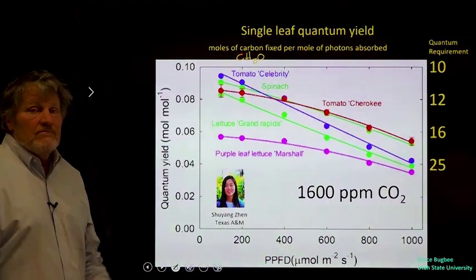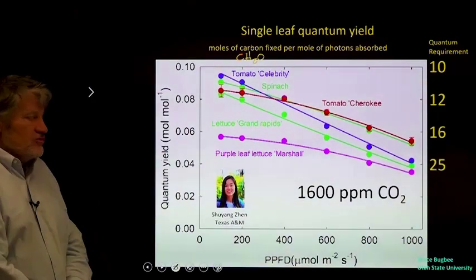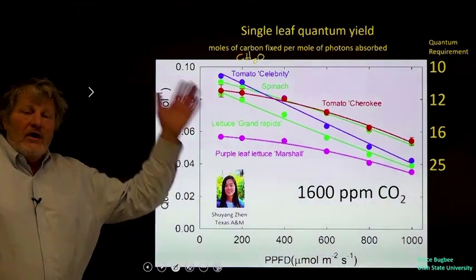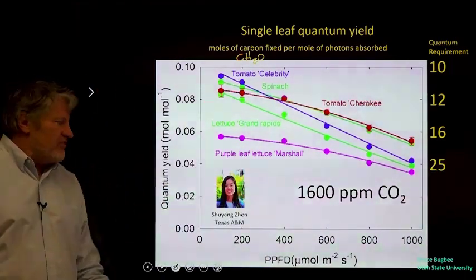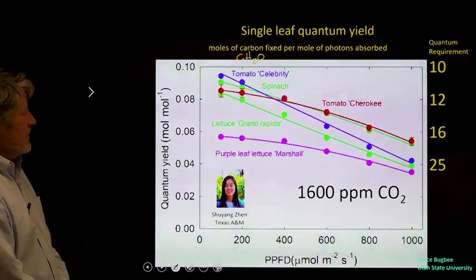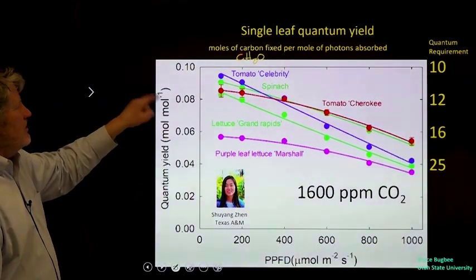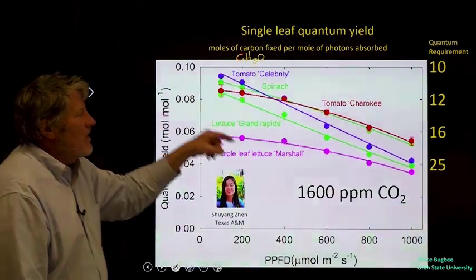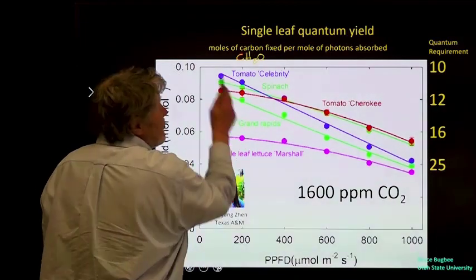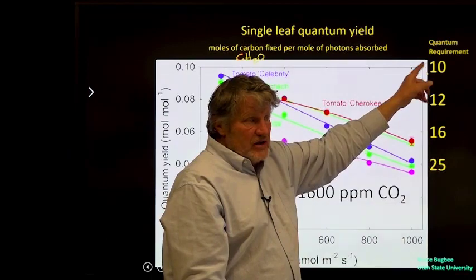So there's quantum yield. Now, this is a graph made by Shuyang Zhen, and she did that when she was a postdoc with us here in Utah, and now we're thrilled that she's a new assistant professor in the Department of Horticulture. So I'm going to show a little bit of her data here. Here's quantum yield, and this is yield, so it puts the carbon on top. The inverse of that is quantum requirement, so 1 over 0.1 is 10. So there's our 10 photons to fix CH2O.